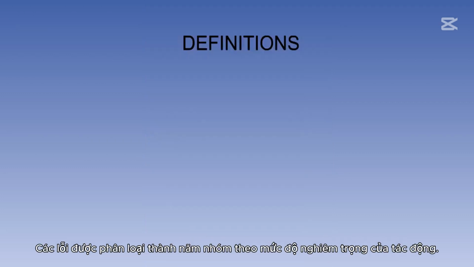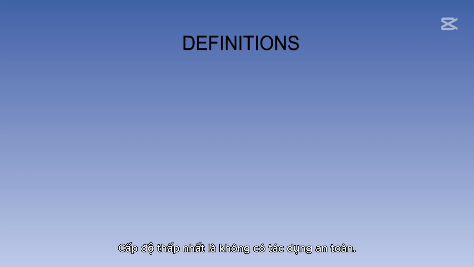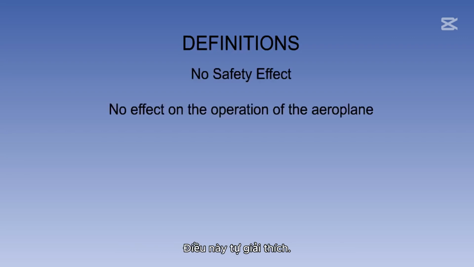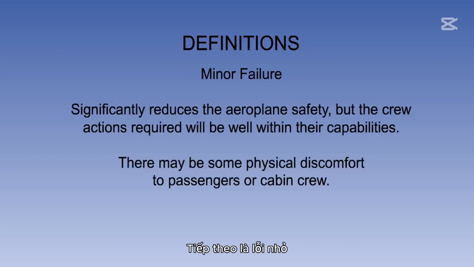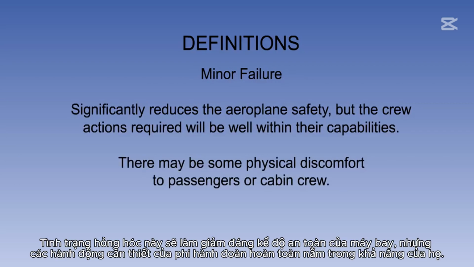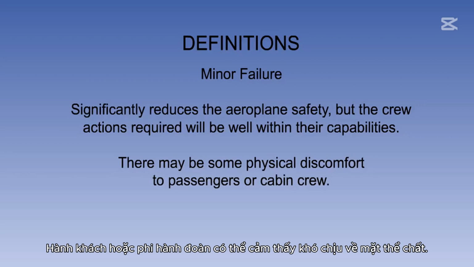Failures are classified into 5 groups, according to the severity of their effects. The lowest class is no safety effect. This is self-explanatory. It will have no effect on the operation of the aeroplane. Next is minor failure. This failure condition will significantly reduce the aeroplane's safety, but the crew's actions required will be well within their capabilities. There may be some physical discomfort to passengers or cabin crew.